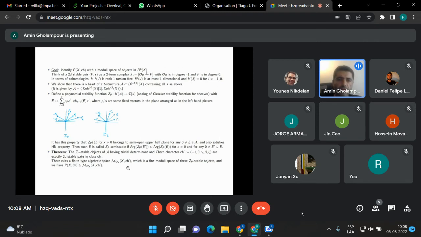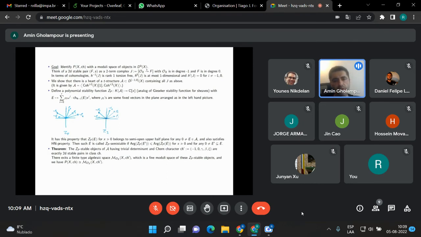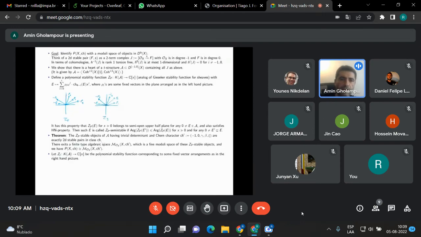And there exists a fine algebraic space, a moduli space for these objects, and then we have an isomorphism of moduli spaces. So the Le Potier moduli space coincides with the moduli space of stable objects in the derived category, given this stability. If we have a different arrangement for these vectors rho_i, then we get the stability for basically ideal shifts. So the Hilbert scheme stability corresponds to the relation between PT and DT theory that we talked about.